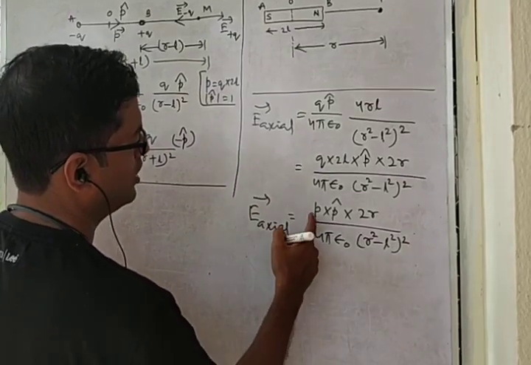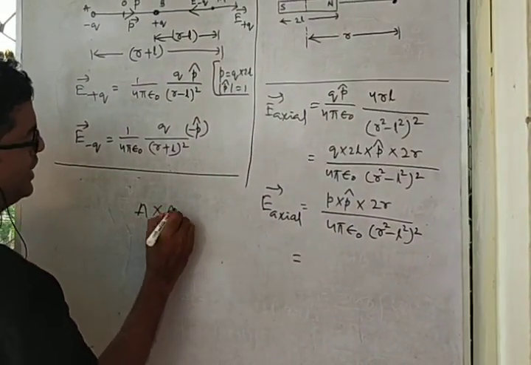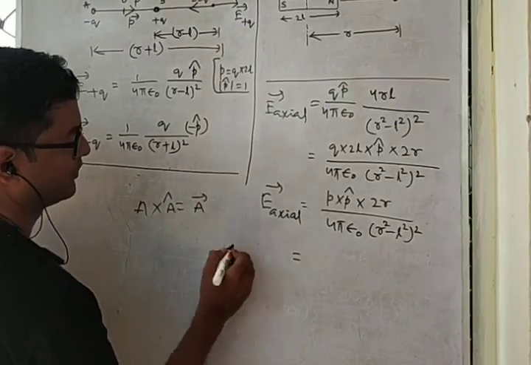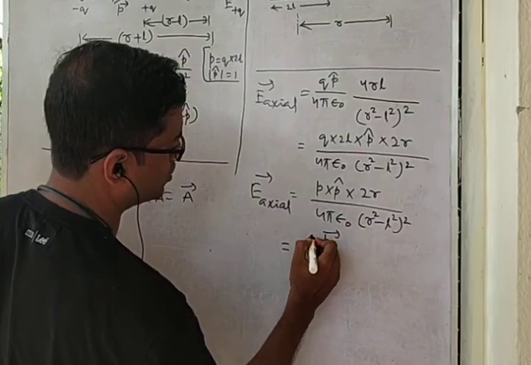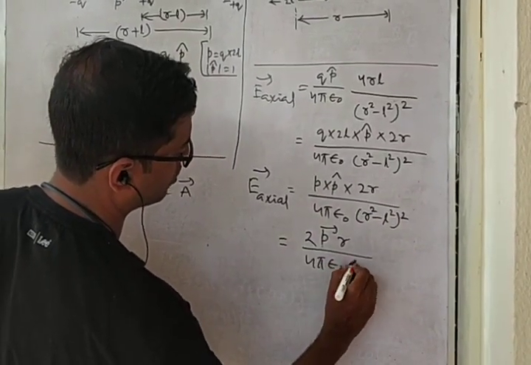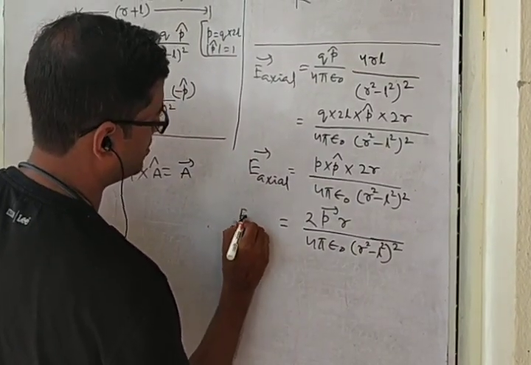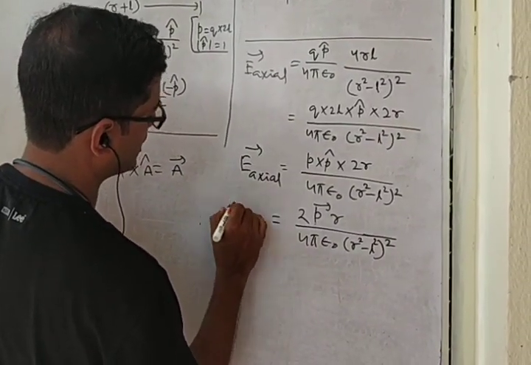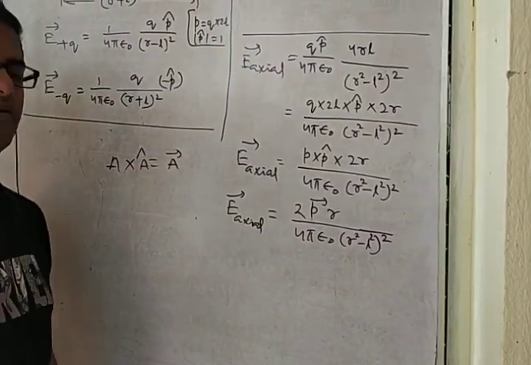Now p into p cap, you already know in your 11th standard, a into a cap is vector a. So this will be 2 into p vector, I am taking this 2 into p vector into r by 4 pi epsilon 0 r square minus l square whole square. This will be the expression for electric field intensity due to a dipole at any point on its axial line.